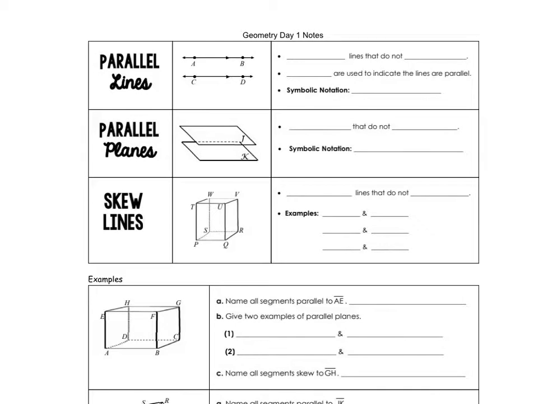Alright, we're going to start with day one notes. We're going to talk about parallel lines. Parallel lines are two coplanar lines that do not intersect. Okay, so these don't intersect. And arrows are used to indicate that the lines are parallel. The symbolic notation for this is that AB, we have two lines, is parallel to CD. So the two lines means parallel.